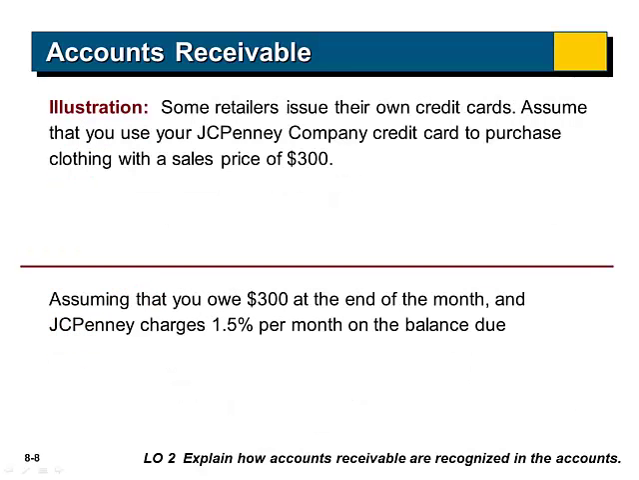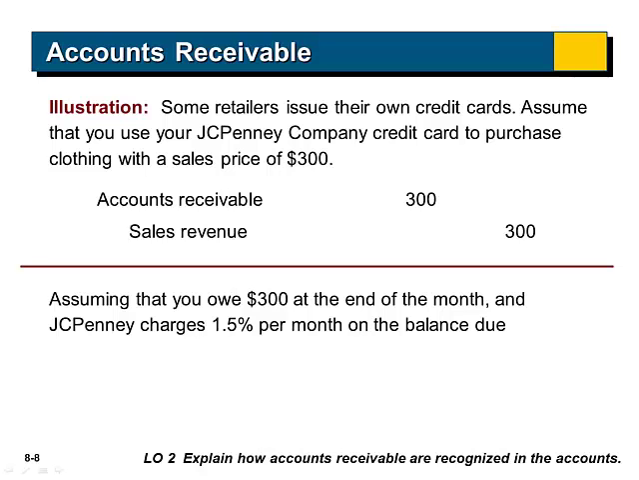Let's talk about another incidence of when you might encounter accounts receivable as a merchandising company. Some retailers issue their own credit cards. Assume that you use your JCPenney company credit card to purchase clothing with a sales price of $300. When you use your JCPenney credit card to buy merchandise, JCPenney makes the following entry. They record an account receivable of $300 because they've got an increase in an IOU from you, the customer, and they're crediting sales revenue for $300.